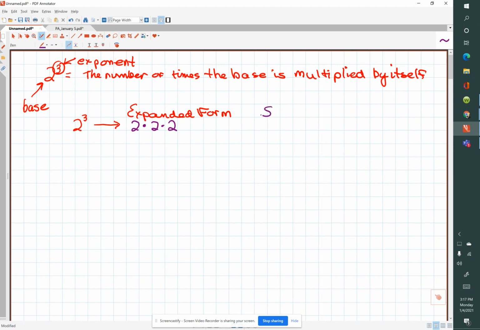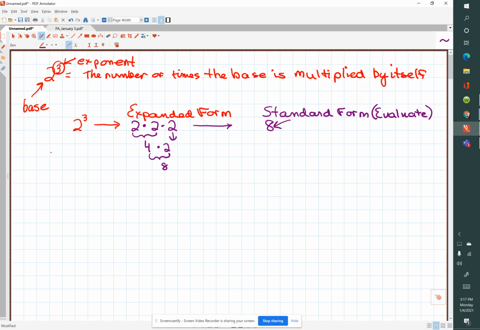Well, then we also have something called the standard form. And the standard form is where we evaluate. You could call this simplify, or we could call it find the value of. Well, what is 2 times 2 times 2? Well, 2 times 2 is 4, and then we have 4 times 2, which is 8. So 2 times 2 times 2 equals 8. And that is standard form.